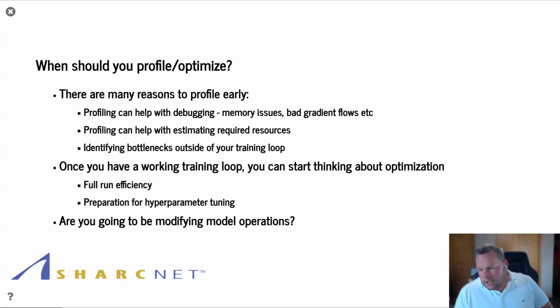We also want to think about whether we are going to be modifying our model operations in a way that we'd have to redo optimization. If you're in that position, you probably don't want to think about optimization yet, and should hold off until you've finalized the main workings of your algorithm.